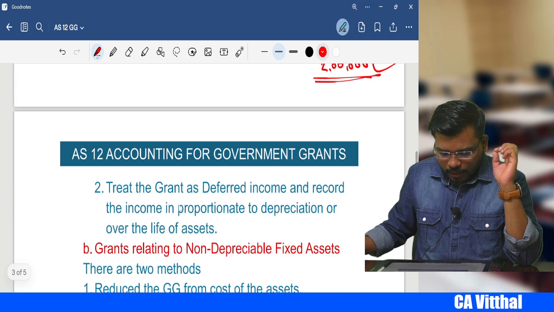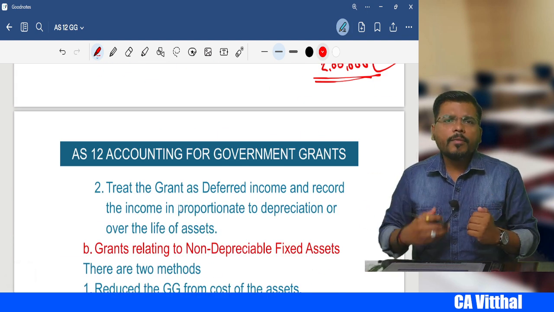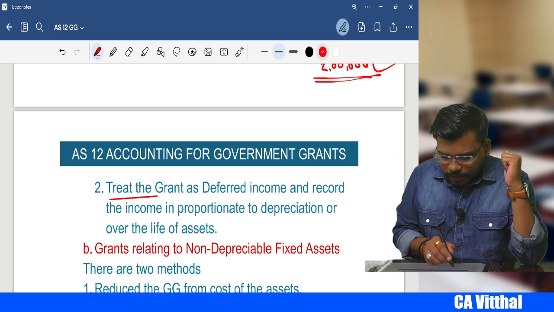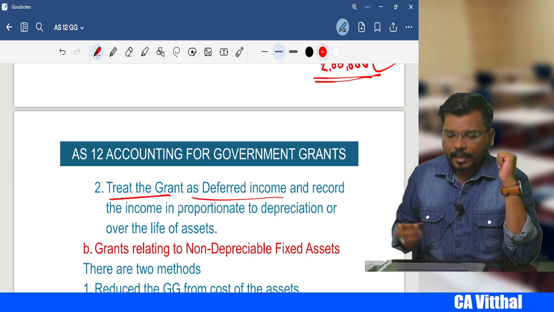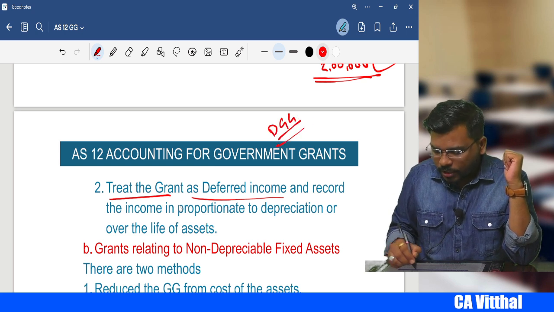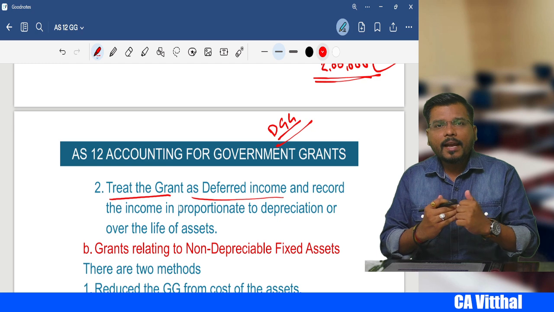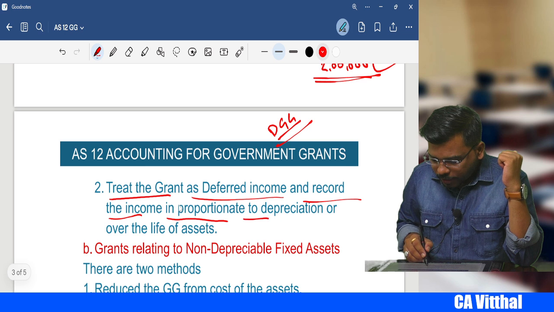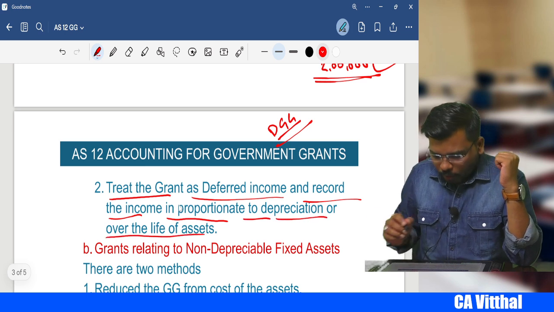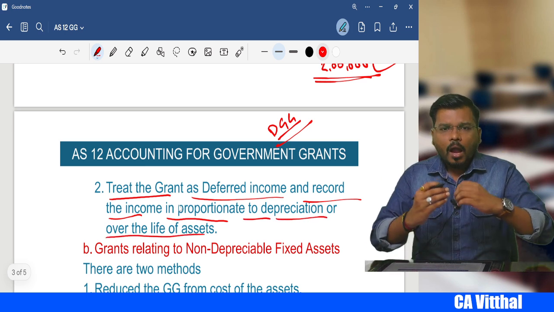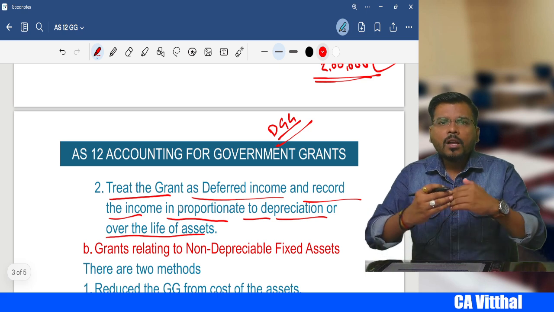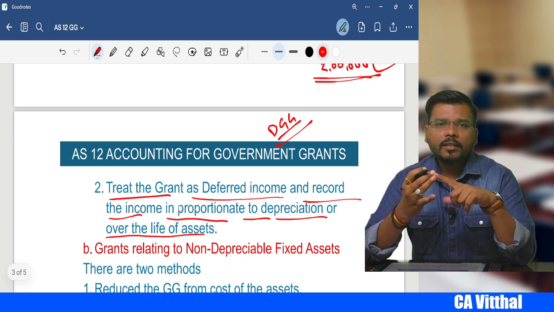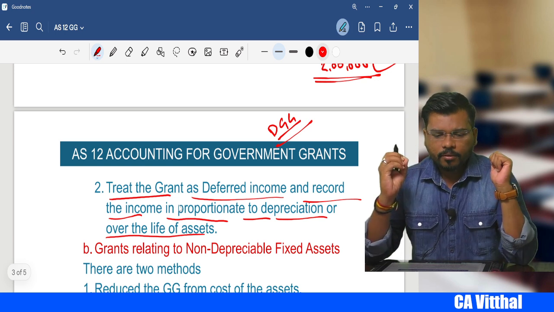Next, my dear student, if the entity doesn't want to reduce the government grant from the cost of the asset, then what is the next alternative, sir? Instead of reducing, treat the government grant as a deferred income. That means you should create a deferred government grant, DGG. So treat the government grant as a deferred income and record the income in proportion to depreciation or over the life of the asset. That means you have to amortize it, defer it over the life of the asset or the depreciation rate. Are you getting it, my dear students?